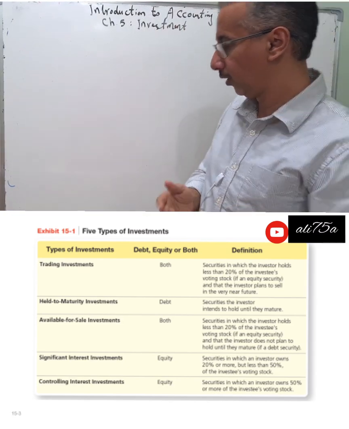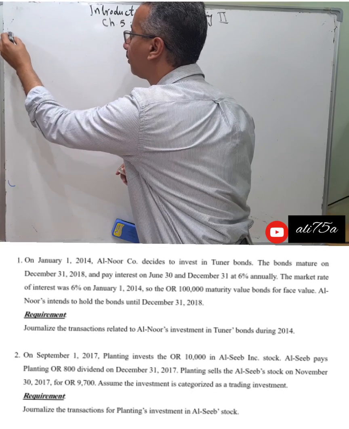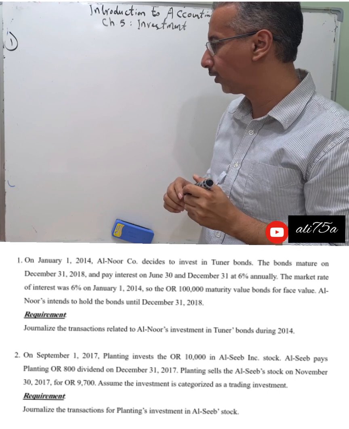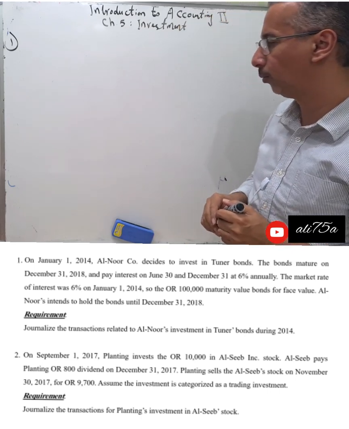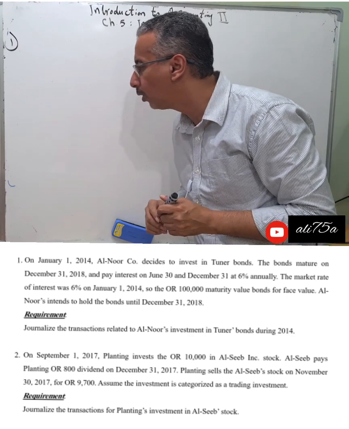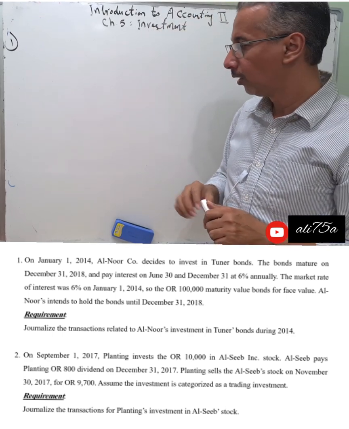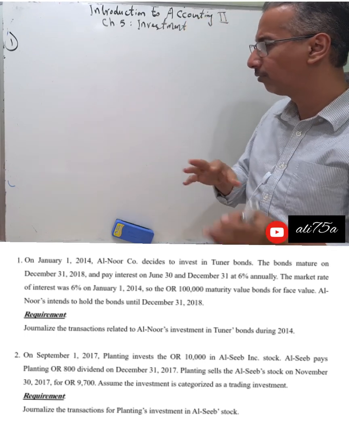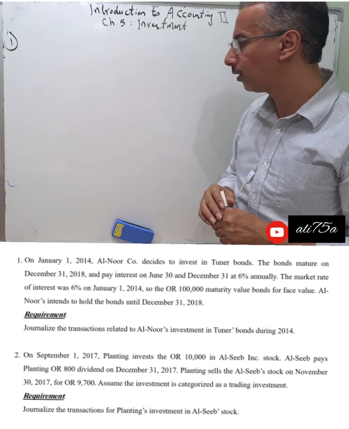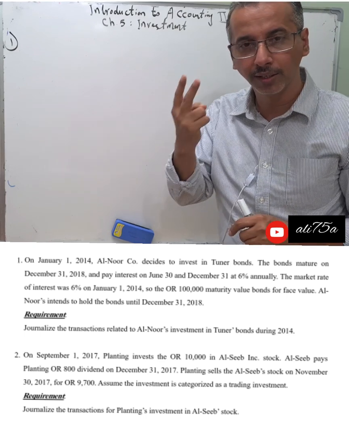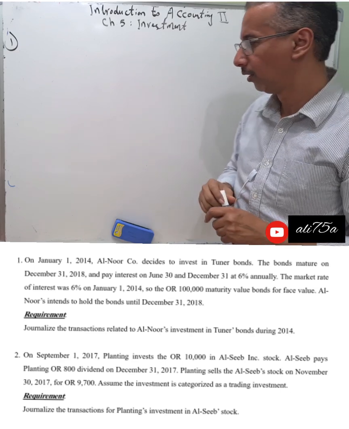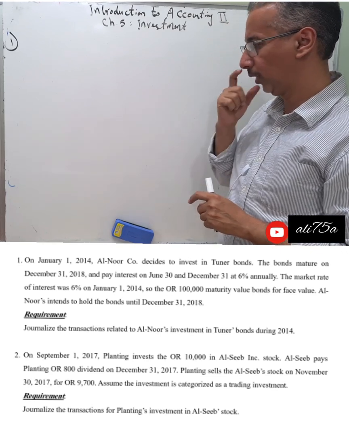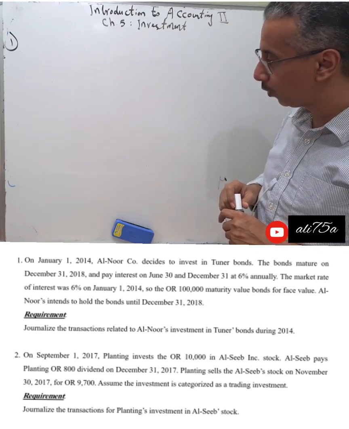Exercise number 1. On January 1st, 2014, Al-Noor company decided to invest in 10-year bonds. The bonds mature on December 31st, 2018, after 4 years, and pay interest in June and December. They pay their interest twice, semi-annually, at 6% annually. 6% annually, we divide it into 2 payments. The market rate of interest was also 6%.